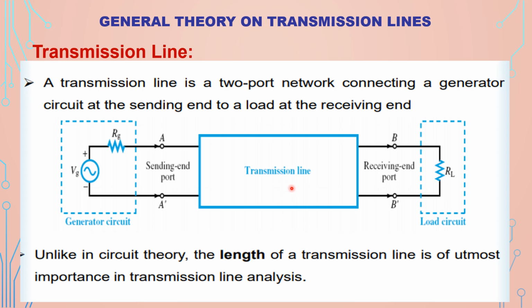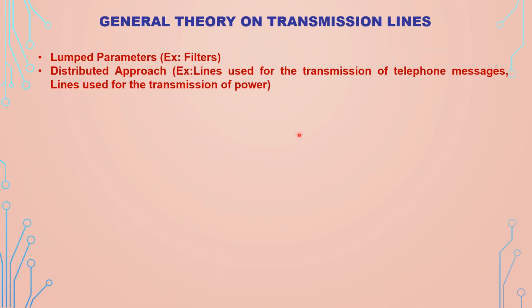Here the length of the transmission line is very important. In circuit theory, there is no need to consider the length. But in this case, it is necessary to consider the length of the transmission line, which means the distance between the generator and the load, and for analysis it is very necessary to consider it. Before going into the transmission line, we should first know what lumped parameters are and what the distributed approach is. So what are lumped parameters?